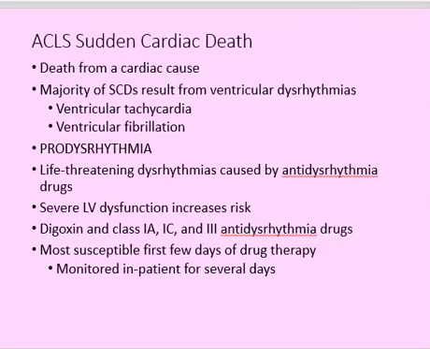All right, here is your sudden cardiac death. This is death from a cardiac cause. This is usually as a result of ventricular dysrhythmias like VTAC or VFib. Life-threatening dysrhythmias can be caused by anti-dysrhythmia drugs. Okay. Do we give them too much? Did we suppress them too much? Digoxin and class 1A, 1C, and 3 anti-dysrhythmic drugs can cause this. People are more susceptible the first few days of drug therapy, so we monitor them. Okay, we have to know what their tolerance for the drugs that we're giving them actually is. How much do they actually need?